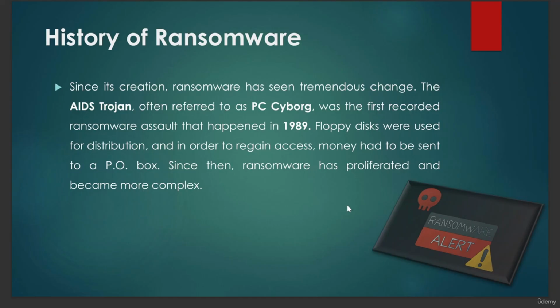So this is how the ransomware works. We have here the history of ransomware. Since its creation, ransomware has seen tremendous change. The AIDS Trojan, often referred to as PC Cyborg, was the first recorded ransomware assault, which happened in 1989. Floppy disks were used for distribution, and in order to regain access, money had to be sent to a PO box. Since then, ransomware has proliferated and become more complex.